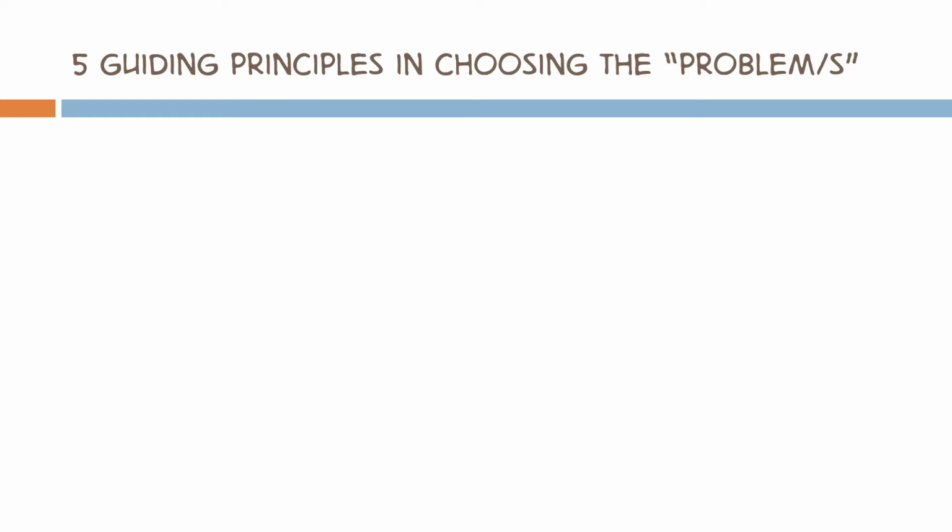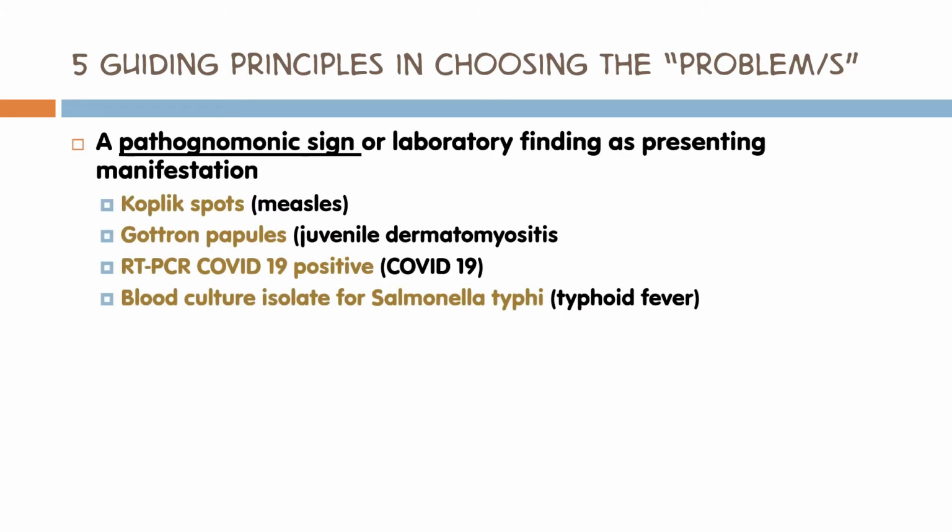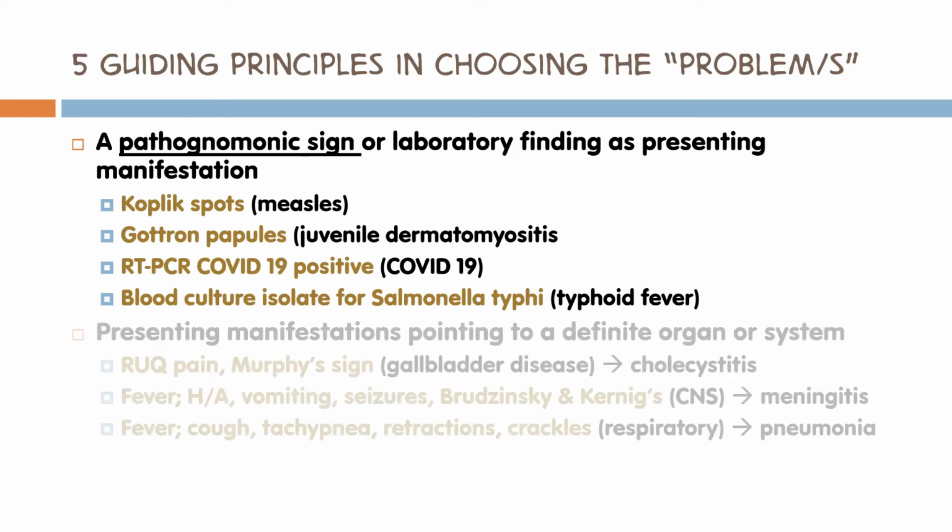Furthermore, our references also suggest the following guiding principles. Is there something that rings a bell in the case as a pathognomonic sign, like Koplik spots in measles or Gottron papules in juvenile dermatomyositis? Has a gold standard test for diagnosing a particular illness been done, like PCR or blood culture? They deserve a place in your problem list.